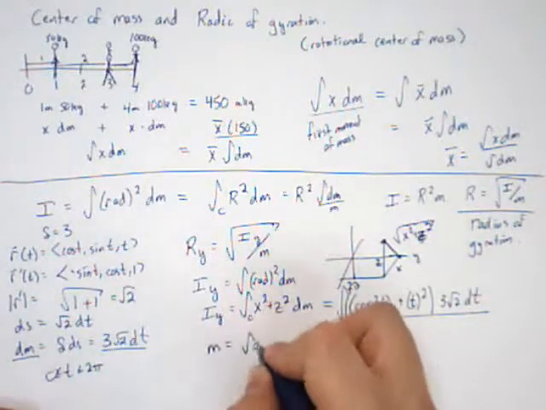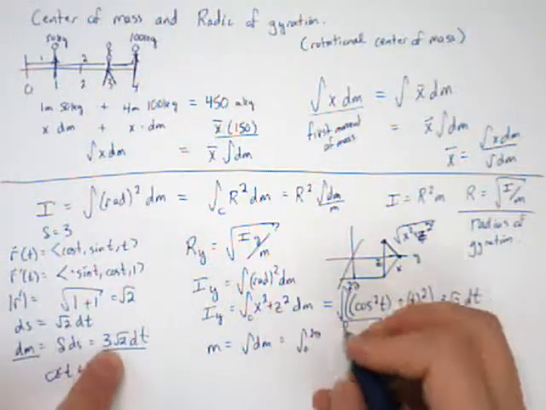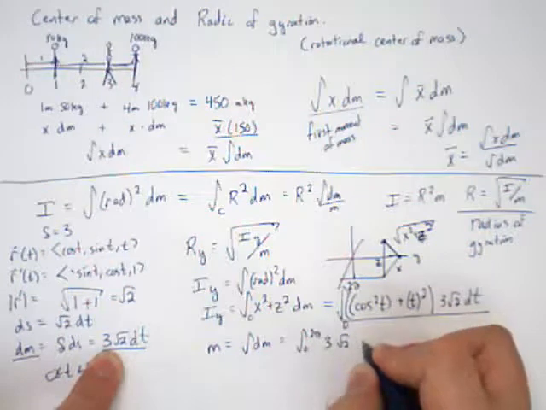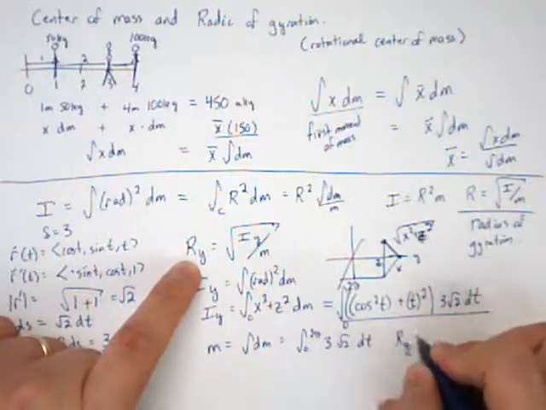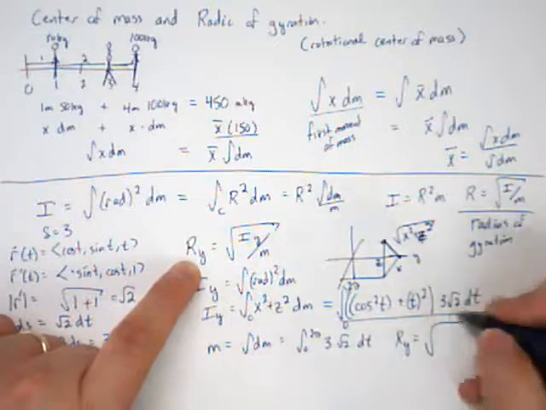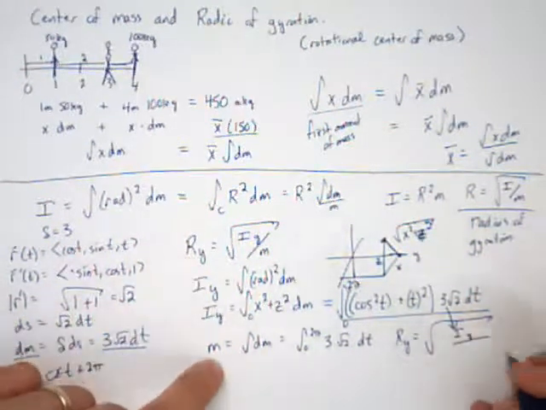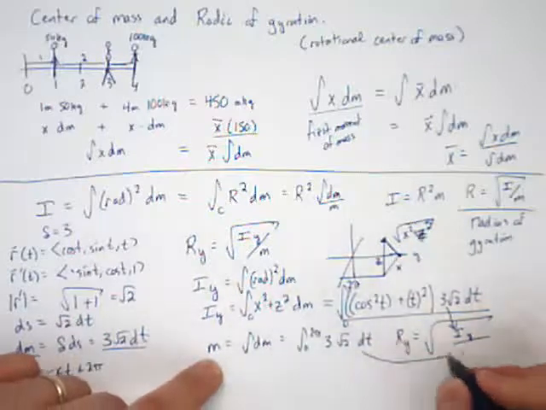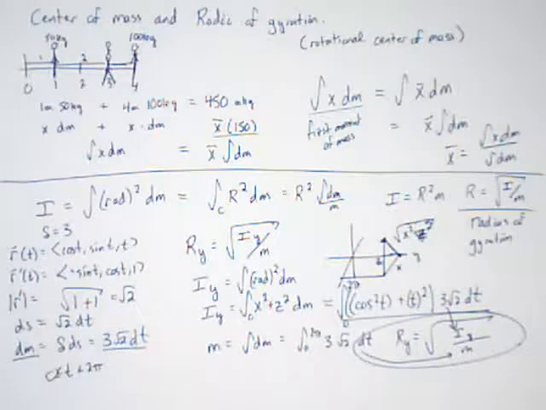To get the mass, I add up little bits of mass, which we already got. We just need a 0 to 2 pi. My little bits of mass are 3 root 2 dt. So if I want my radius of gyration about the y-axis, it should be the square root of that quantity, I sub y, over that quantity, which is my m. And that's my radius of gyration about the y-axis.